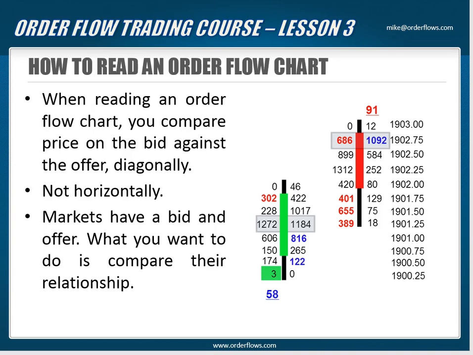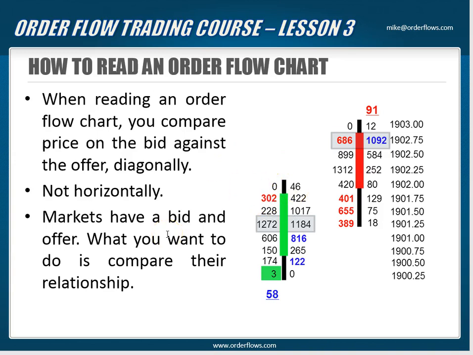So what does an order flow chart look like? Well, when reading an order flow chart, you compare price on the bid against the offer diagonally, not horizontally. So you're comparing the 686 against 12. It's what traded, not the bid and the offer. The market's always going to have a bid and an offer. What you want to do is compare the relationship.